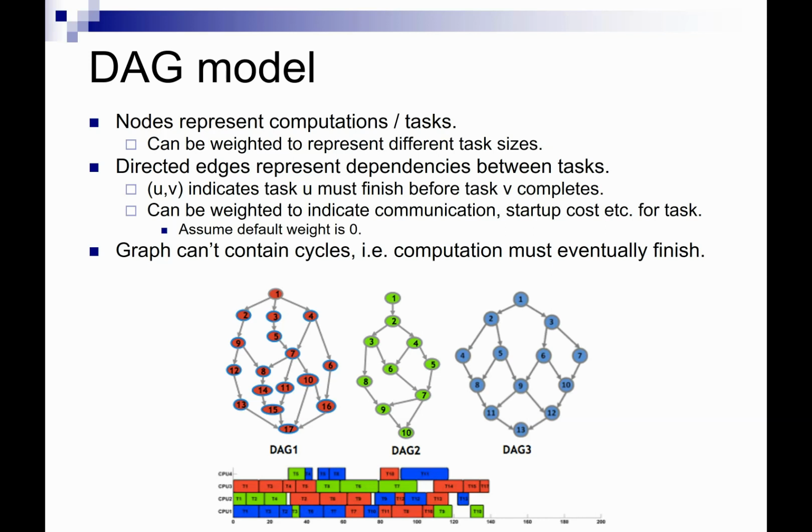Now we want to define something called the critical path in this DAG. The critical path is basically the longest path in this graph.